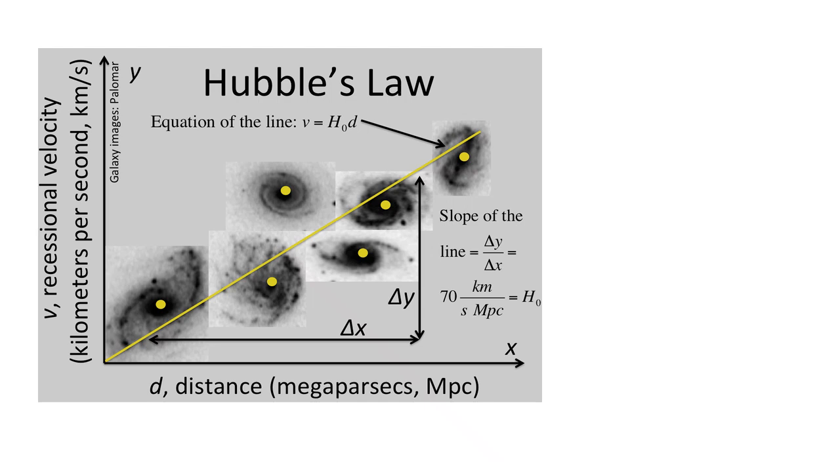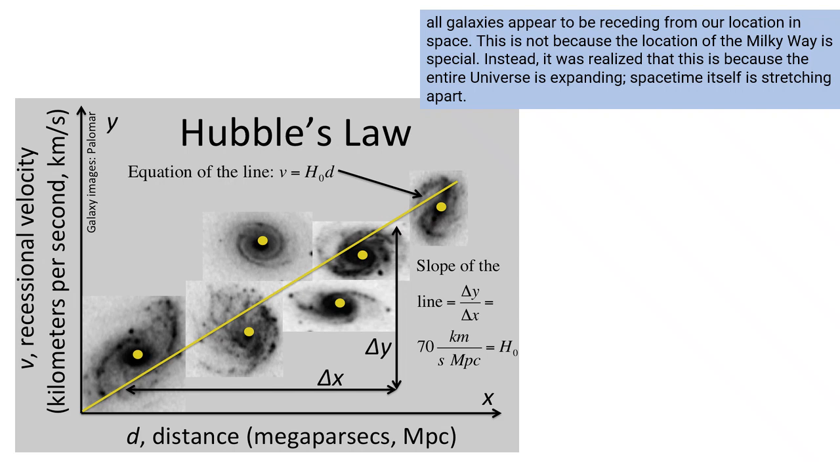So Hubble's law: the further away the galaxy is, the faster it is moving away. So all galaxies appear to be receding from our location in space. This is not because the location of the Milky Way is special. Instead, it is realized that this is because the entire universe is expanding. Space-time is expanding, stretching.